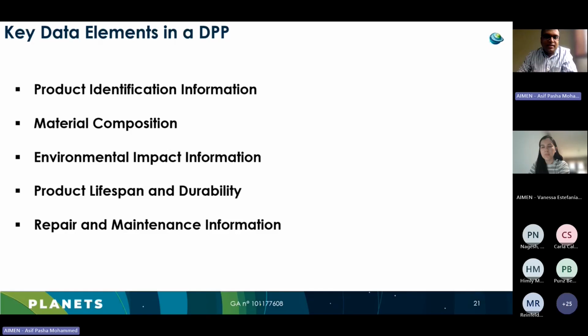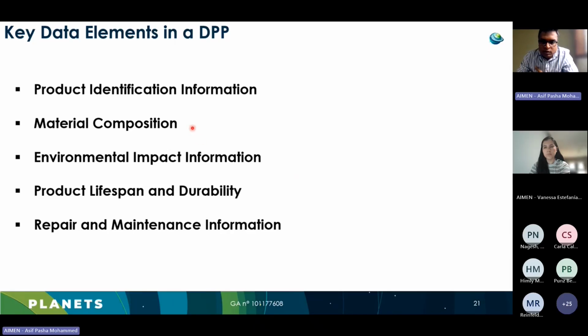Okay, so then the key data elements in the DPP. So what are the data elements that should be here? Product identification information, as I mentioned here. It should be like a unique code for each product or product model. It clearly identifies the product and its product name, its version or model. It also has some information related to the manufacturer, like the name, contact information, address, and where it was produced, and whether child labor was used, and so on.